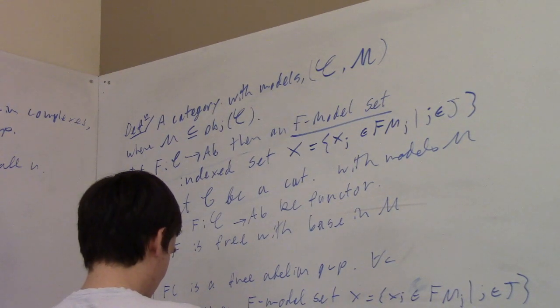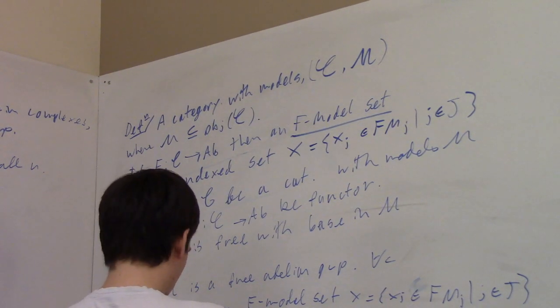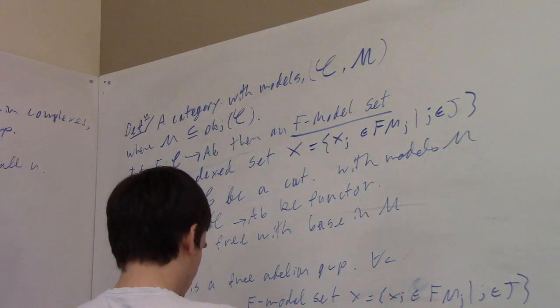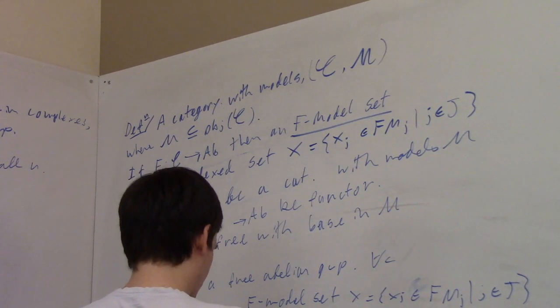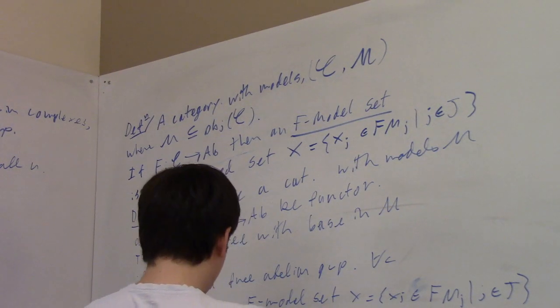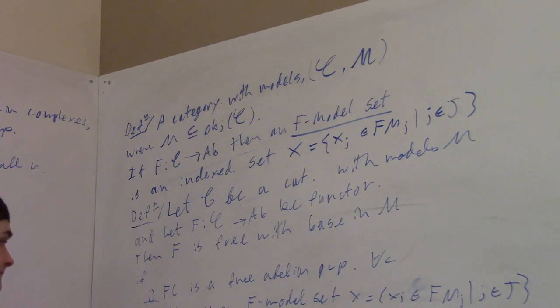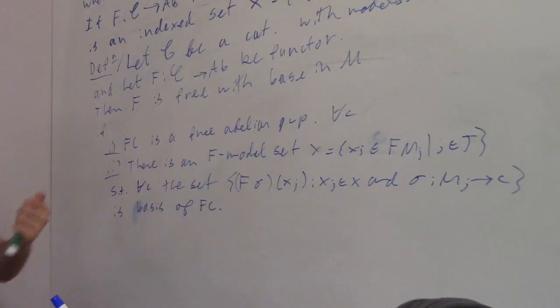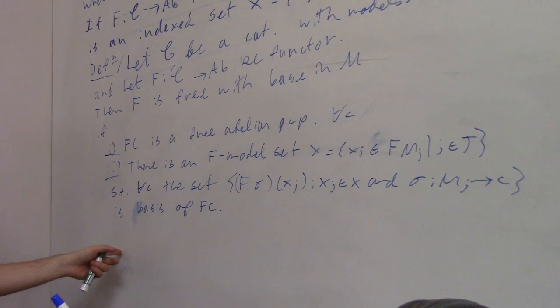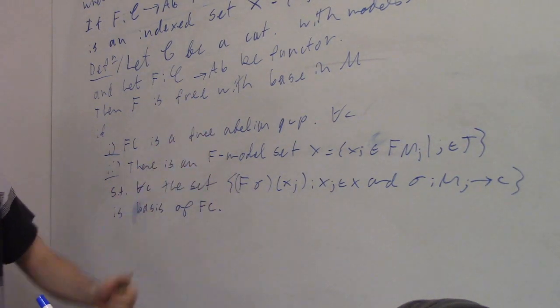X sub j, x, and sigma sub j to c form a basis of FC. So essentially, it's kind of what it sounds like. You have models appropriately chosen so that for each of these FC, which is a free abelian group, you get a basis by applying your functor to the F model set.